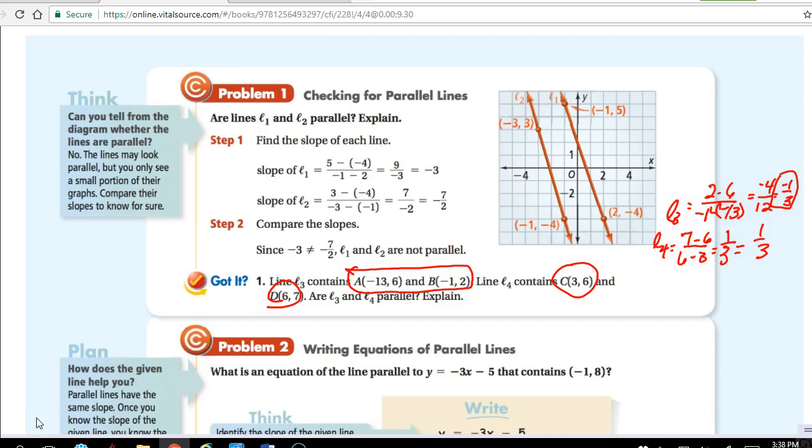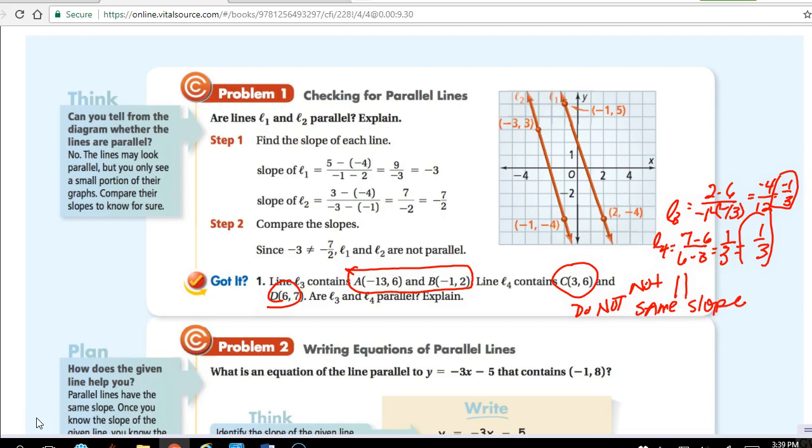And again, these look like they're the same slope, except one's positive and one is negative. So again, these are not parallel. That's the symbol for parallel. And the explanation is that even though you see the 1/3, one's positive 1/3 and one's negative 1/3. So these are not parallel because they do not have the same slope.